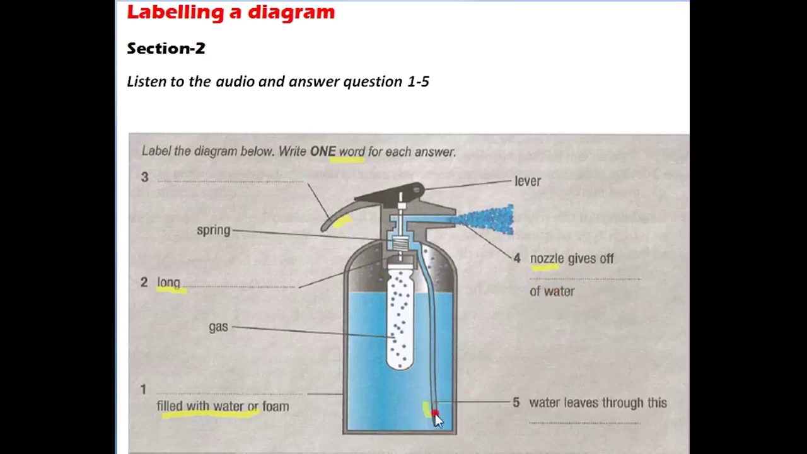Now you have to find out what is this part. Container, there is a small coiled spring that holds the pin in place, and this is connected to a long tube which runs from the spring to the bottom of the container.